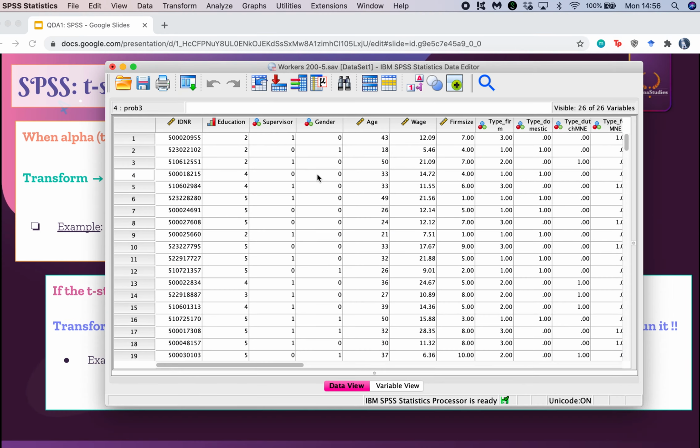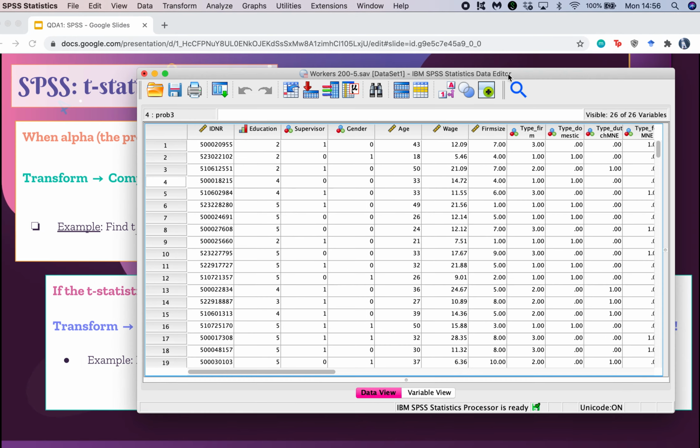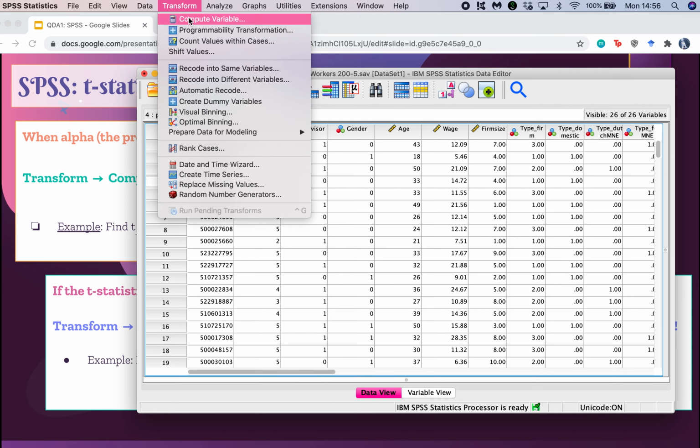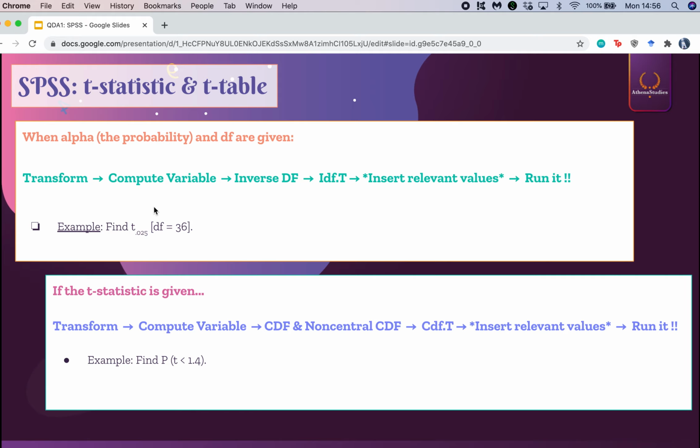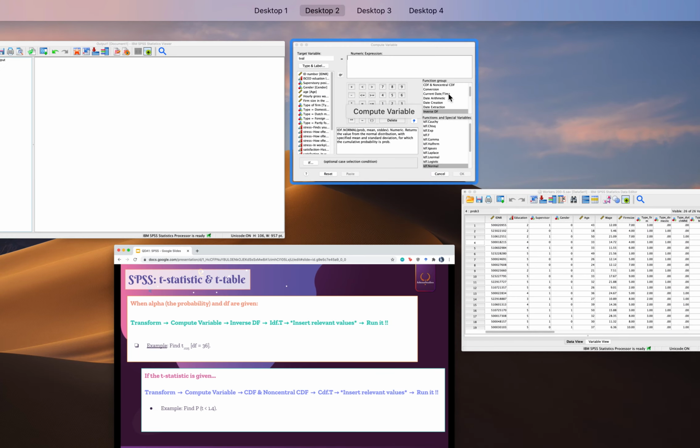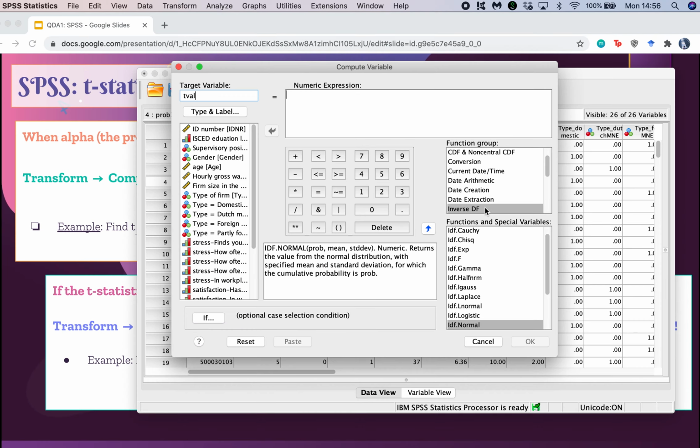So let's go to our data set. It doesn't really matter what data set you have because you're computing a variable. So you go to Transform, you go to Compute Variable, and you don't use any of this. We're also going to name the target variable, let's just say, t-val. So what t-score matches with this question right here. In this case, we have to go to Inverse DF still, but instead of IDF.normal, we have to go to IDF.t because we're working with a t distribution, as it says here.